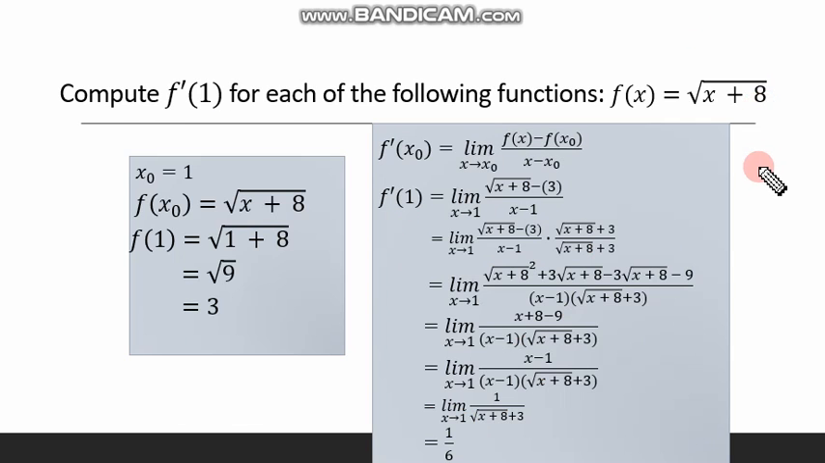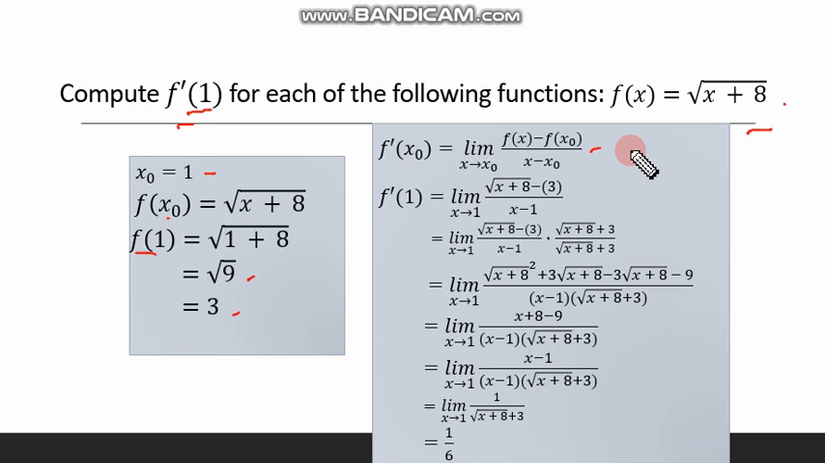Okay, another example. Compute the f prime of 1 of the function f of x is equal to square root of x plus 8. Okay, the x sub 0 is 1 and the f of x sub 0 is unknown. Let's get that one first. So the f of x sub 0 or f of 1 is equal to square root of 1 plus 8. That's square root of 9, which is equal to 3. Okay, so let's get the derivative.